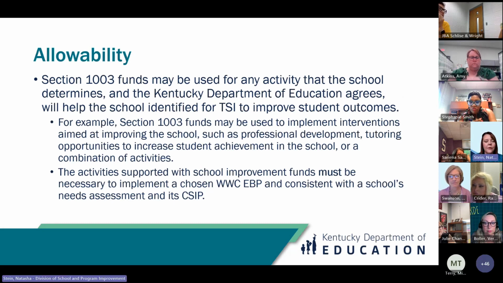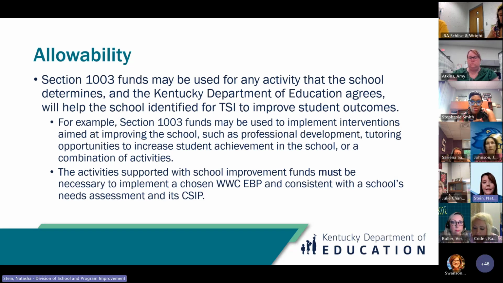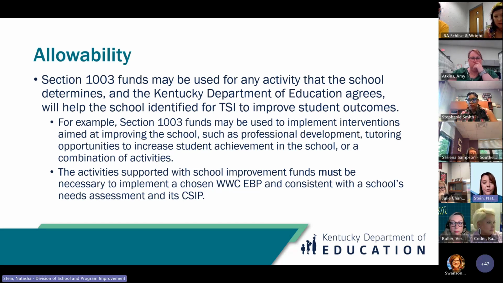So I want to chat with you a little bit about allowability and then also share some information regarding some expenditures and our process for determining award amounts for this particular grant. So these funds, Section 1003, you'll hear us say it a variety of ways. They can be used for any activity that you determine as the school and that KDE agrees will help the school identified for TSI improve student outcomes.